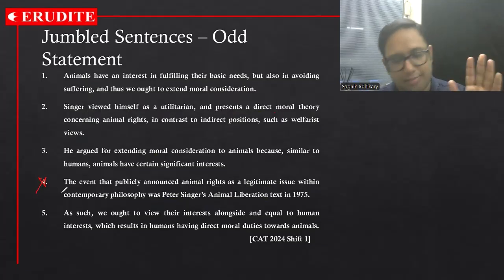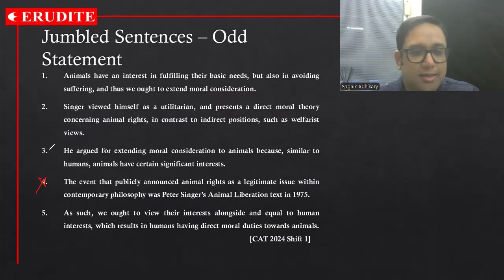We are not sequencing it, but just so we know. Then we have Singer being talked about in 2. Singer viewed himself as a utilitarian and presents a direct moral theory concerning animal rights. Here, moral theory comes into play.